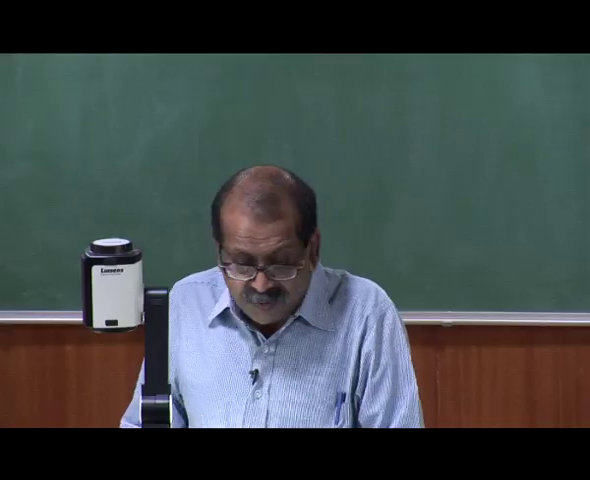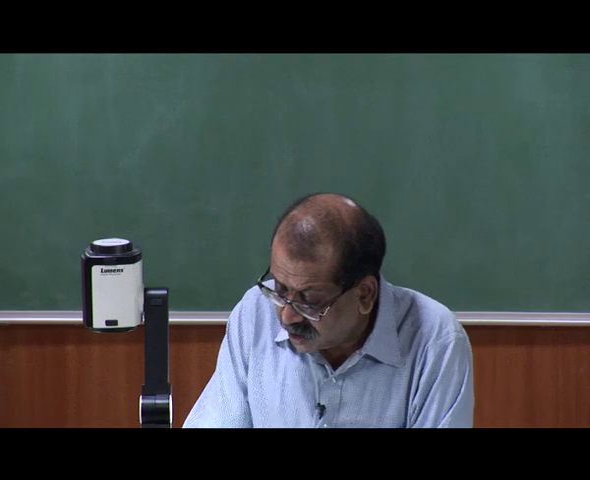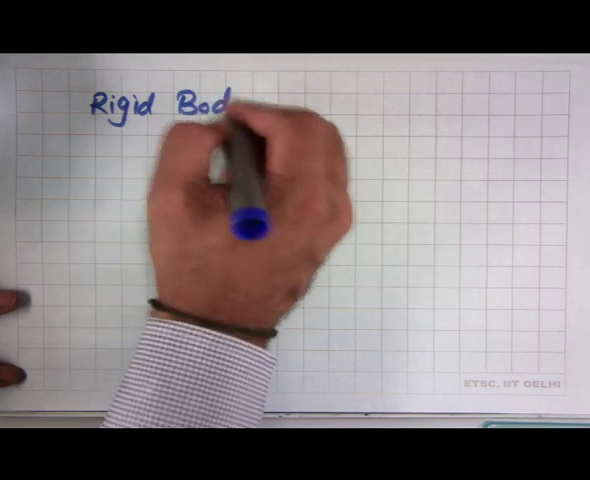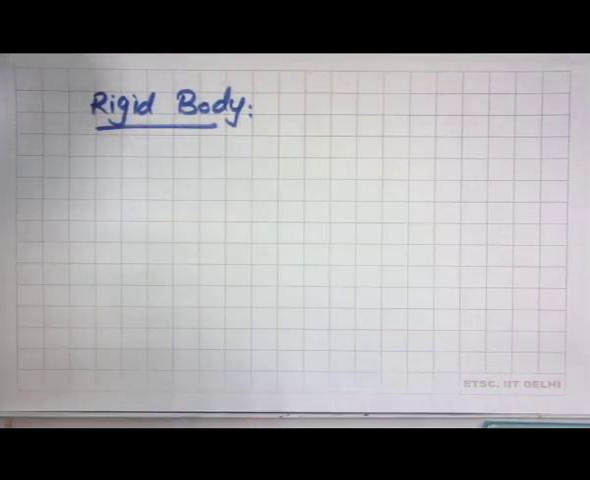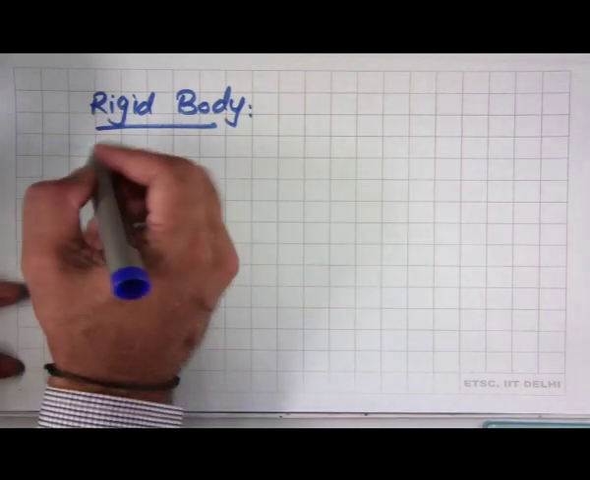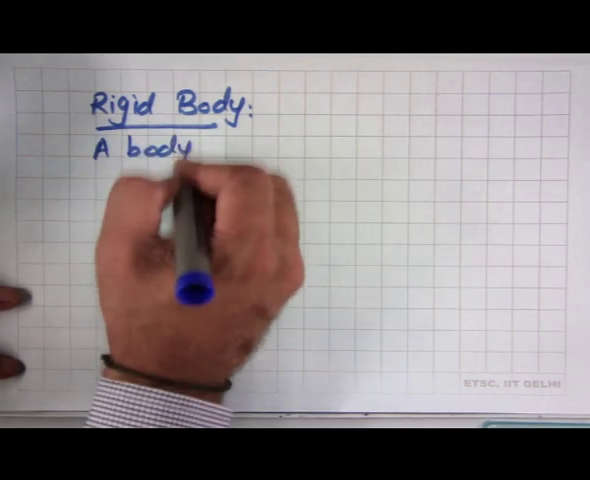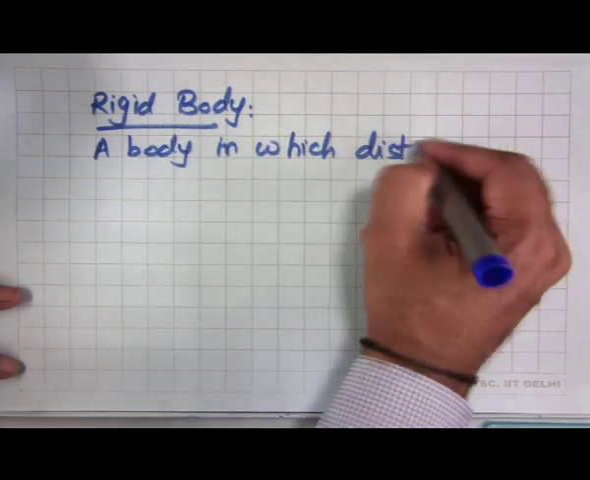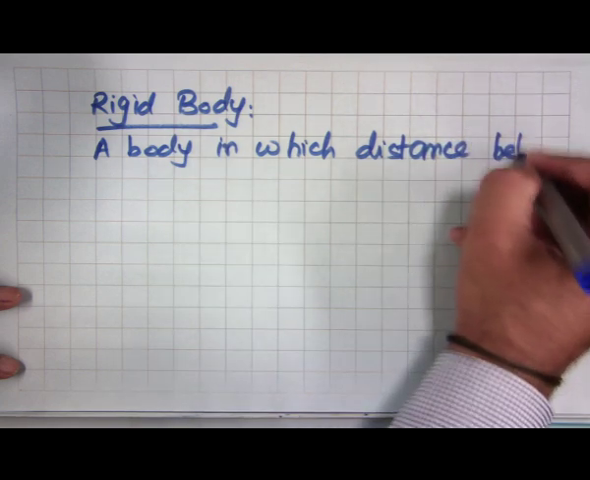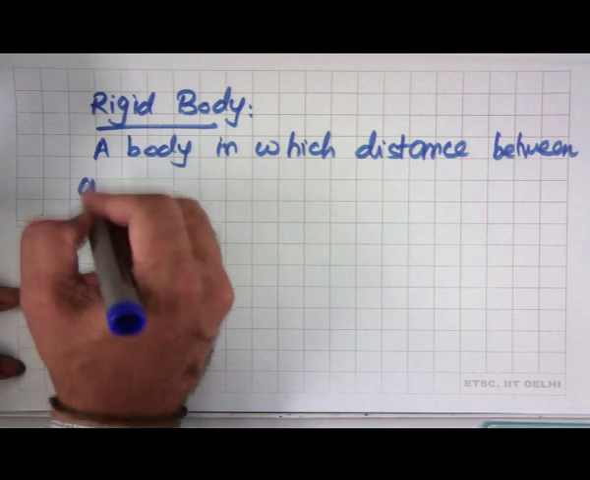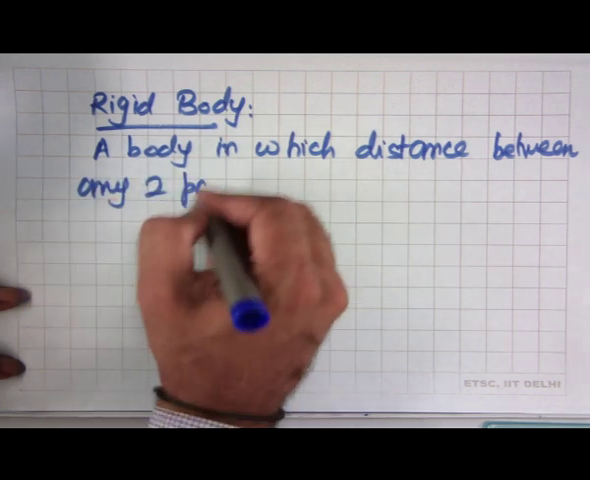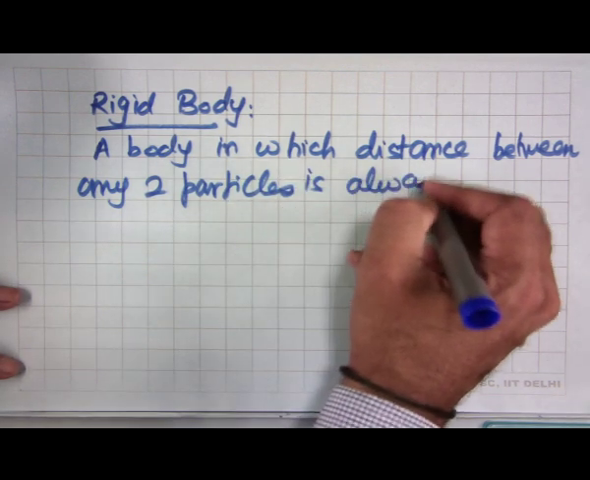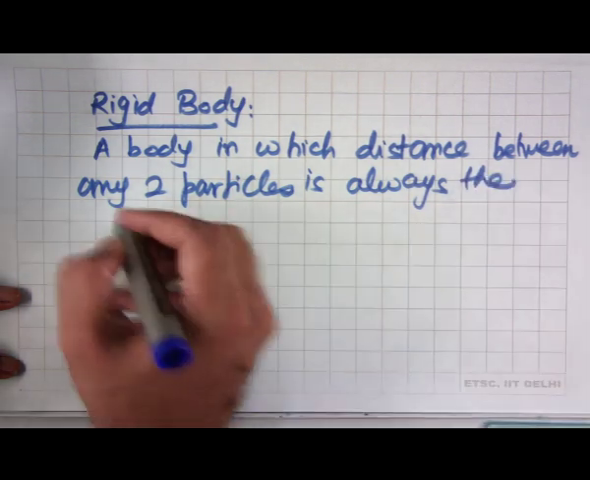Now, we also define another term when we study physics, a rigid body, and a rigid body is a body in which the distance between any two particles is always the same.